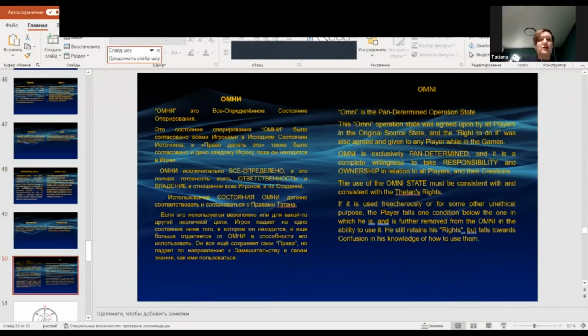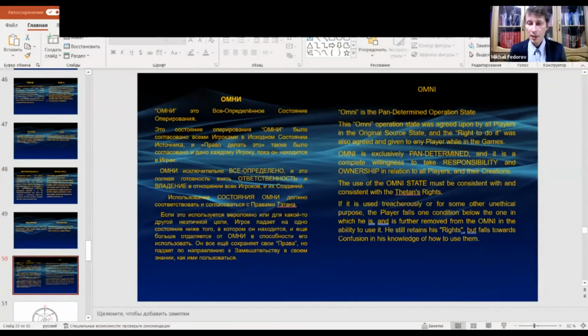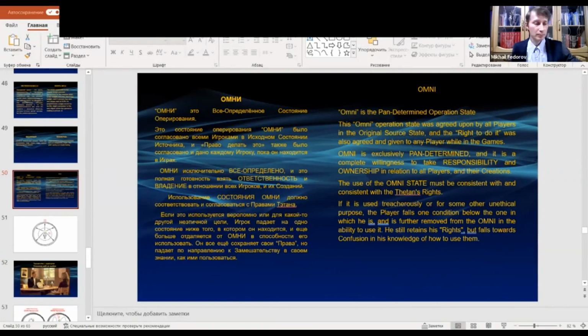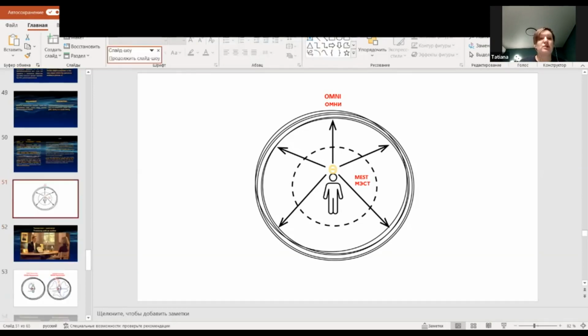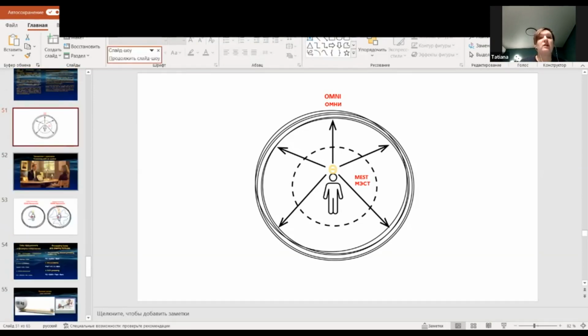When we apply the term ONMI, we get more data on how it works. This ONMI operation state was agreed upon by all players in the original source state, and the right to do it was also agreed and given to any player while in the games. So anyone can use this to improve the condition of his or her case. To get into the ONMI state, you only need to expand to go beyond the messed universe. And those who did their TRs well, TR 0, can do it easily.